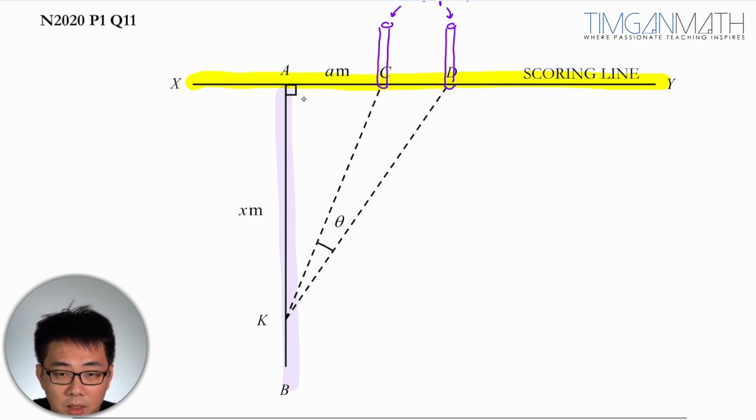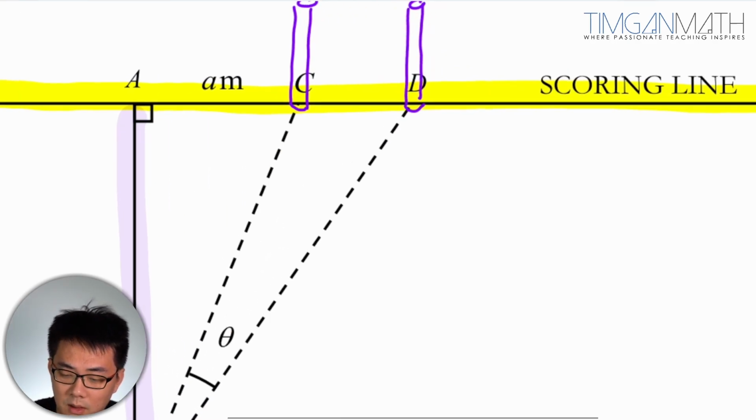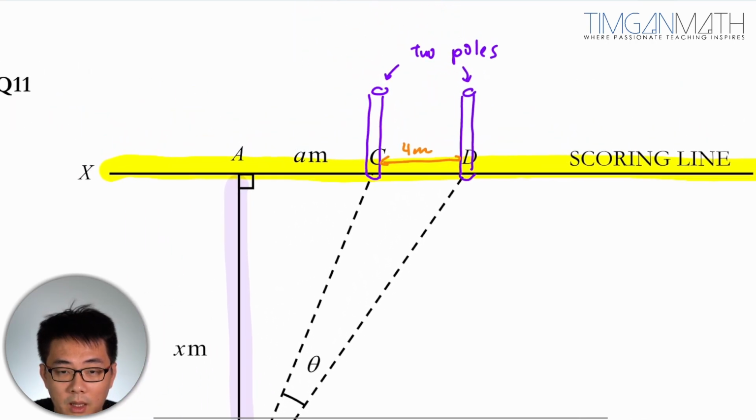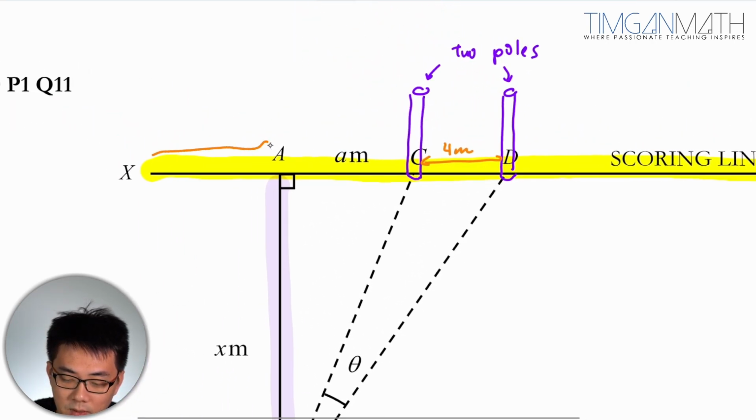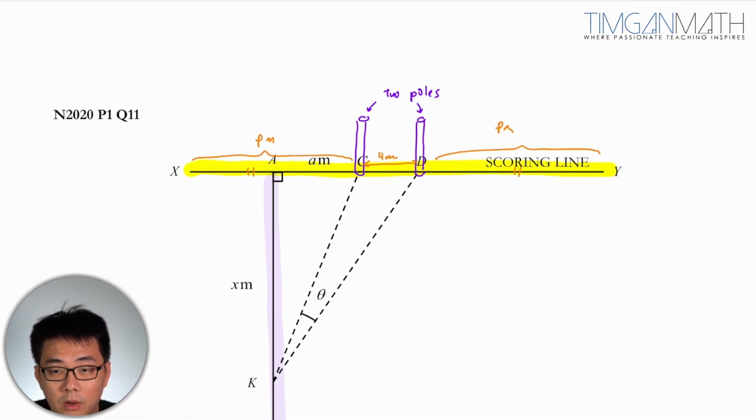They were told that the scoring line, the player crossed the scoring line, AB is perpendicular to XY, which is here. So this is 90 degrees. The distance CD is 4, so this is 4 meters. And XC is equal to this one here, this is P, M. So both of these here are equal in length. These two sides here are equal.